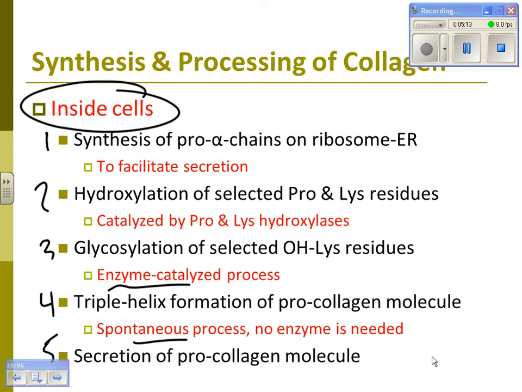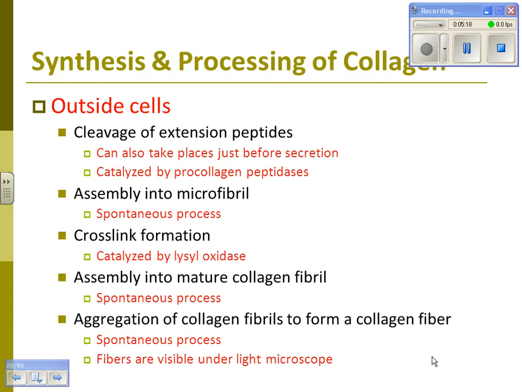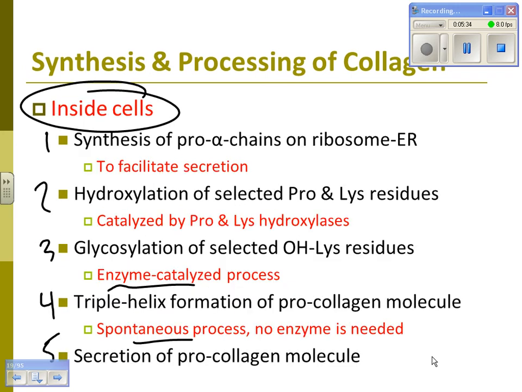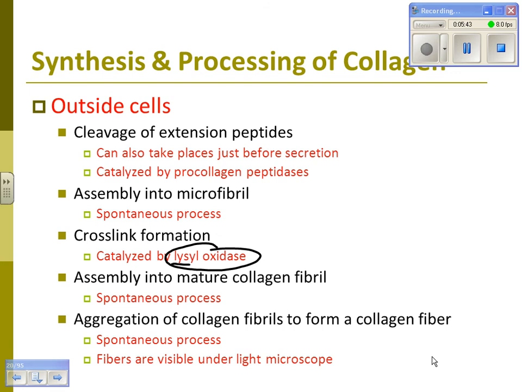These are the things that happen inside the cells, and then these are the things that happen outside the cells. So remember, cross-links are done by lysyl oxidase, not to be confused with lysyl hydroxylase, which was this enzyme. Lysyl hydroxylase does hydroxylation, and lysyl oxidase does cross-link formation outside the cells.